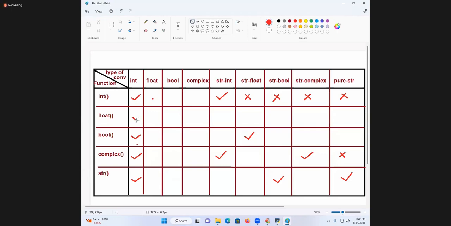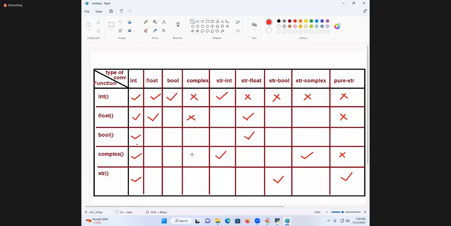Possible or not possible? Possible. Here possible or not possible? Here. Possible. Float to float possible. Next. Not possible. Complex to float is not possible. STR float to float. Possible. Now float to int. Possible. Bool to int. Complex to int. Not possible.